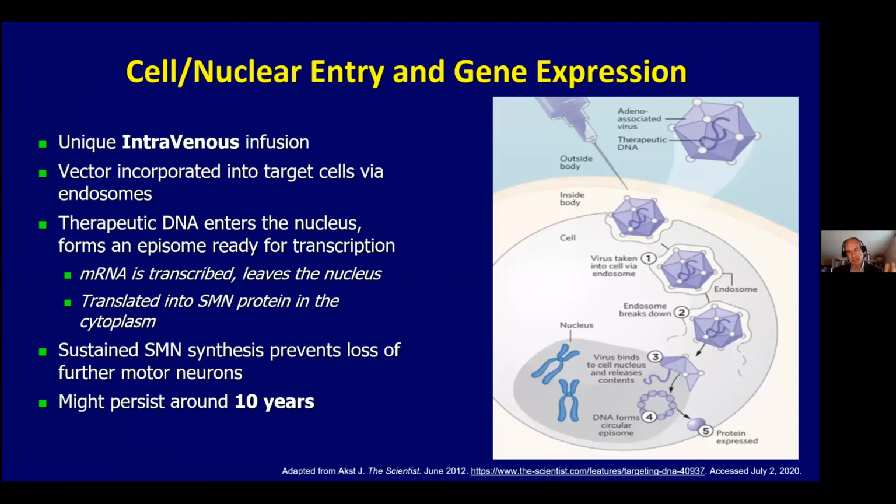But Denise and Isabel have shown that very nicely. From a clinical viewpoint, it's a unique intravenous infusion. It's a single shot therapy, and in that sense, it is very good for patients and for clinicians alike. So the vector is incorporated in the target cell, as we can see here on the diagram. The therapeutic DNA enters the nucleus, it forms an episome, and then the mRNA is transcribed and produces the SMN protein. That's how it works, and it works perfectly.